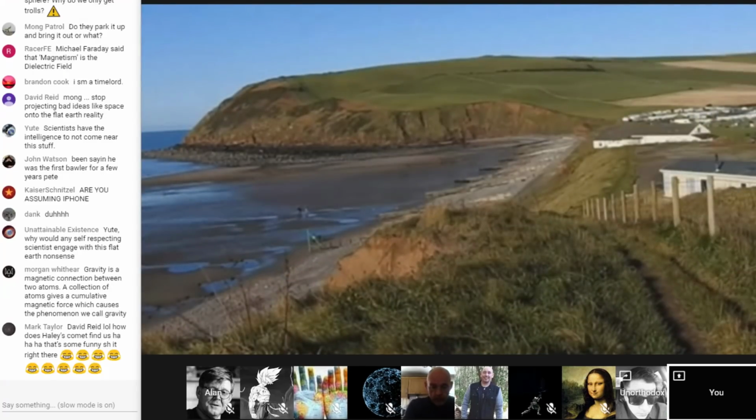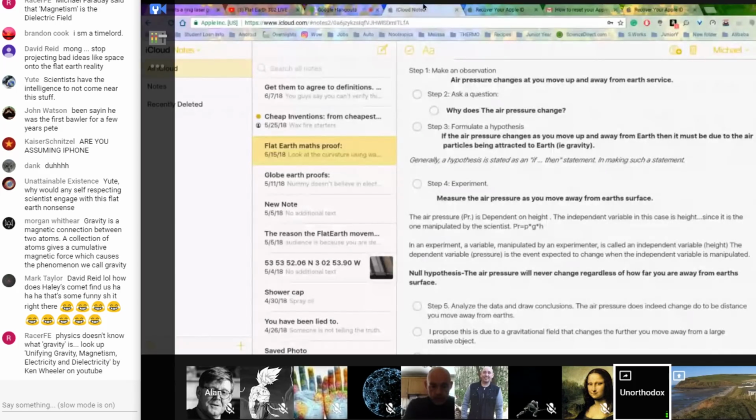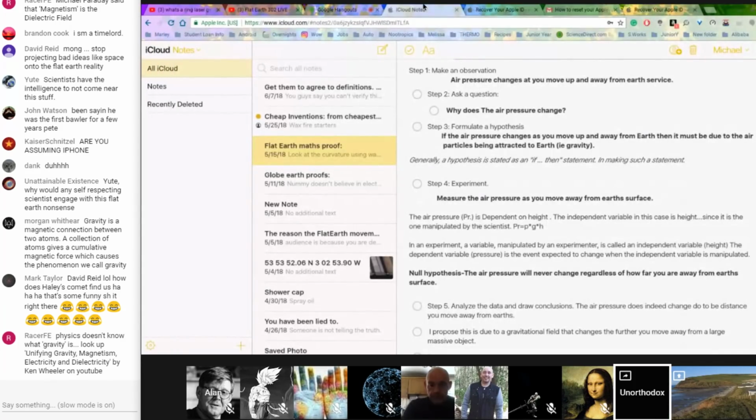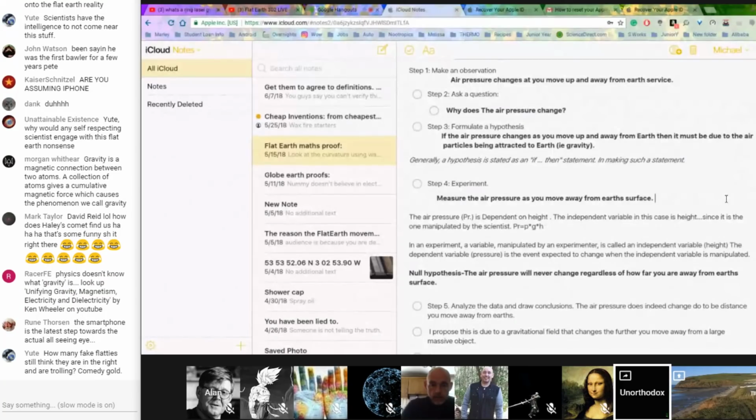Okay. So I've clicked over to my iCloud notes. Can you guys see the iCloud notes? Yeah. Okay. So step 1, make an observation. Air pressure changes as you move up and away from Earth. Step 2, ask a question. Why does air pressure change? Right? So step 3, formulate a hypothesis. If the air pressure changes as you move up and away from Earth, then it must be due to the air particles being attracted to the Earth, i.e. gravity.